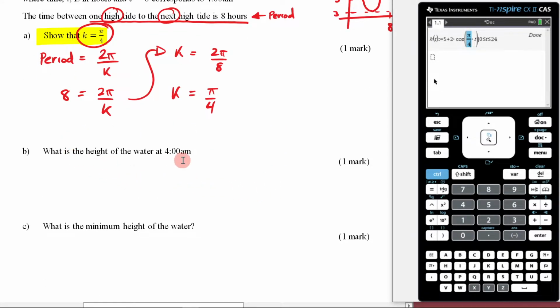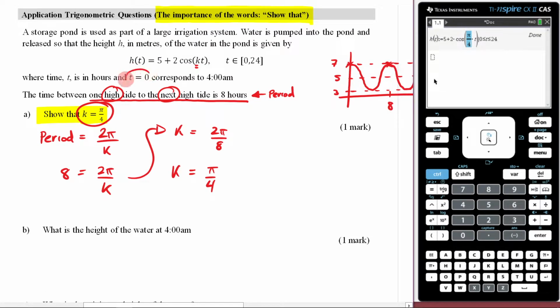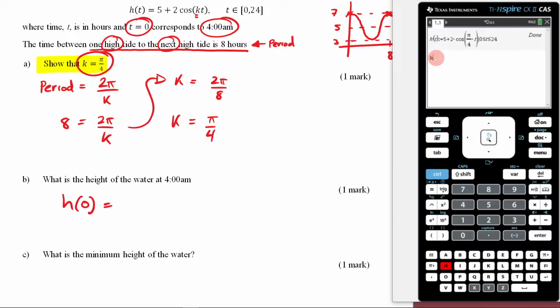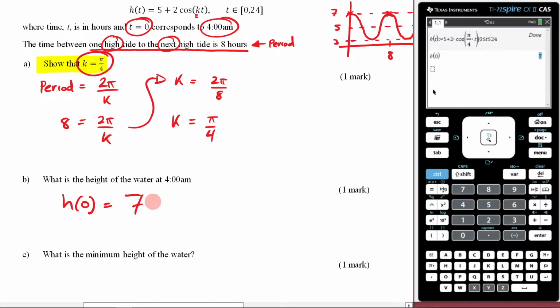What is the height of the water at 4 a.m.? Well, I know that 4 a.m. corresponds to t is equal to 0. T is equal to 0 is 4 a.m. So all I have to do here is go, well, what's h of 0? So I can come over here and go, what is h of 0? And I will get 7. So that means it is 7 meters.